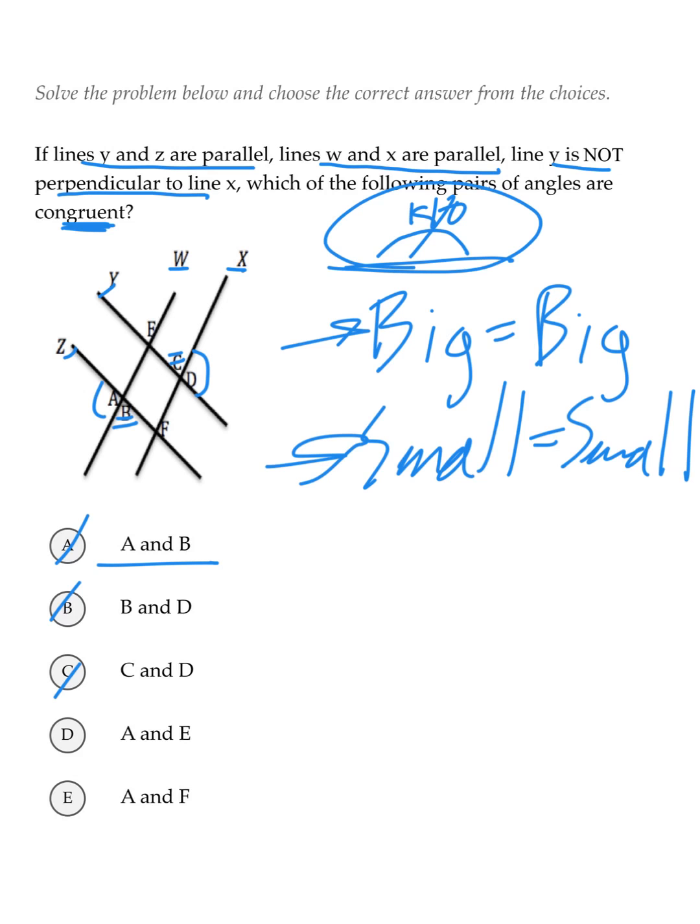Answer D directs us to angles A and E. A is big and E at the top here is small, so those aren't the same. Answer E directs us to angles A and F. A is big and F is big. Guess what? Those two angles are congruent, so bubble that in. So there you go, not too hard, especially when you consider that the big angles in parallel lines are the same as all the other big angles, and the small angles are the same as the small angles.